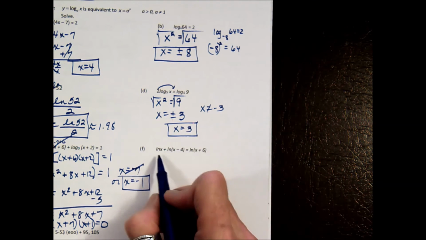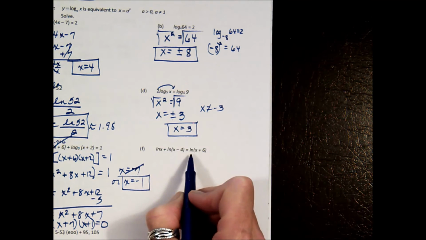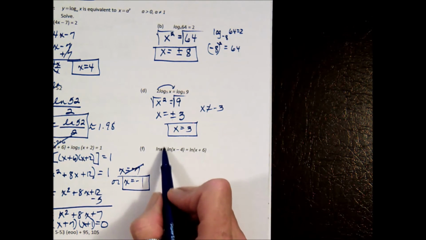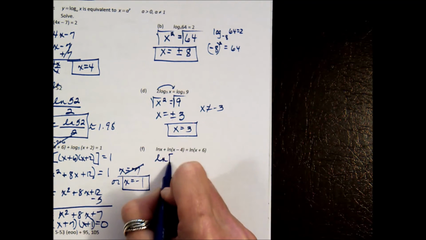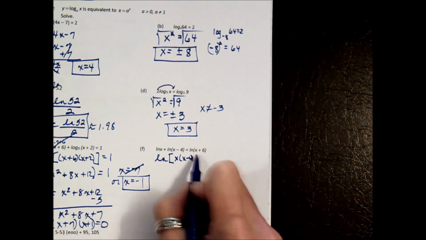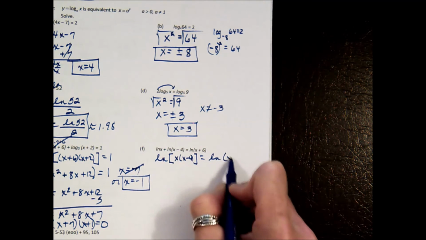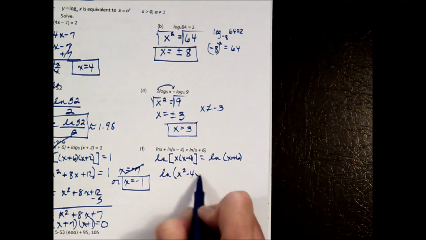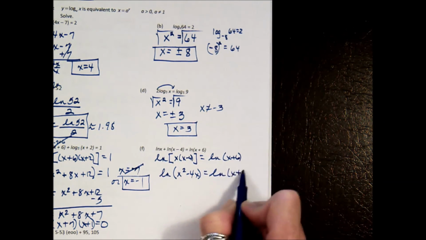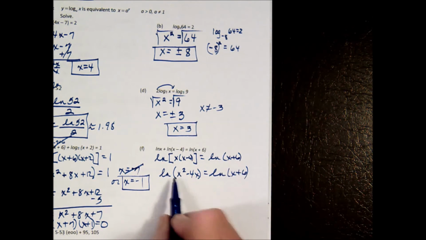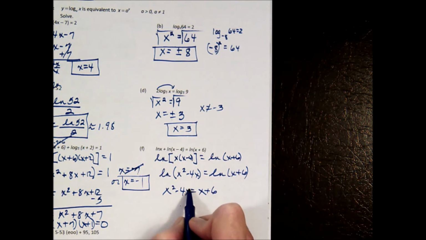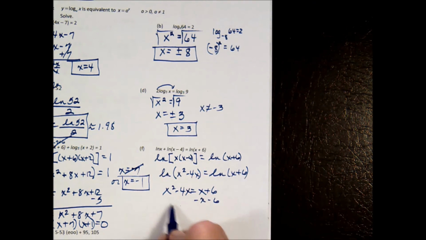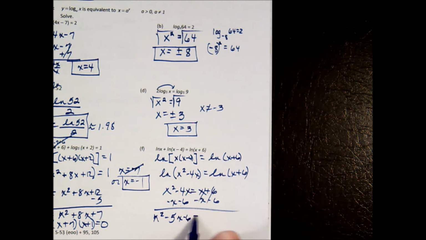Last one, ln of x plus ln of x minus 4 equals ln of x plus 6. Well, again, here's a plus, so I know I can multiply. So it's going to be ln of x times x minus 4 equals ln of x plus 6. We're going to distribute. ln of x squared minus 4x equals ln of x plus 6. Since they're both ln's, I can set the results equal to each other. x squared minus 4x equals x plus 6. It's quadratic. Let's get it equal to 0. And I get x squared minus 5x minus 6 equals 0.